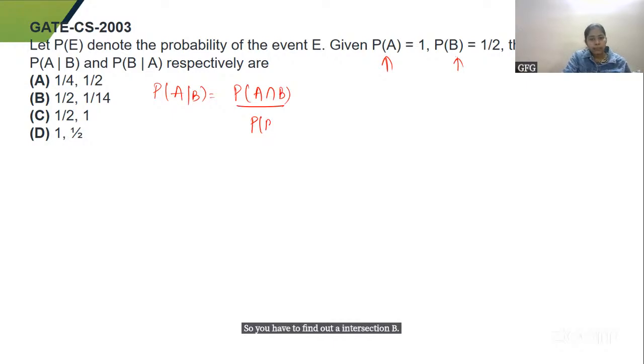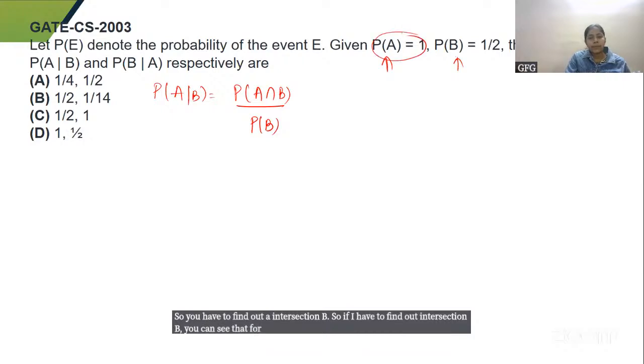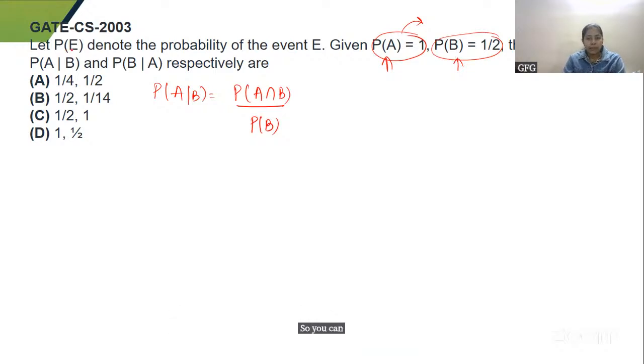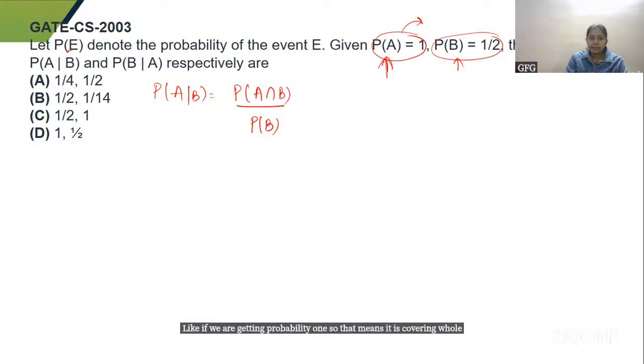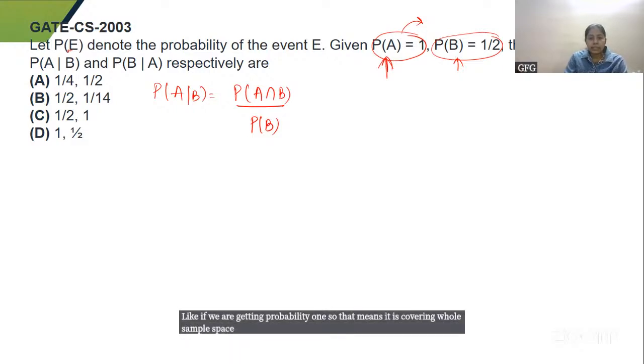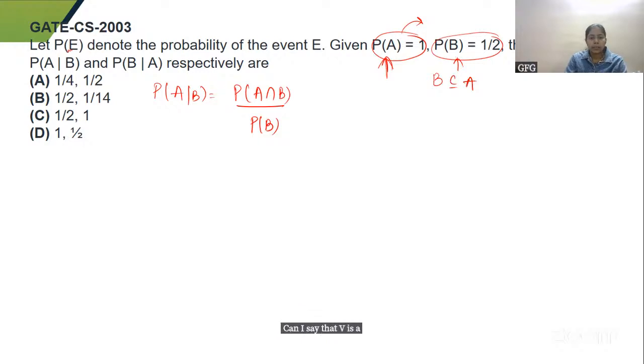If I have to find A intersection B, you can see that for a particular event we have been given the probability 1, and for another event, B, we have been given probability 1 by 2. If for a sample space we are getting probability 1, that means it is covering the whole sample space, right? So can I say that B is a subset of A here? Guys, can I do that?